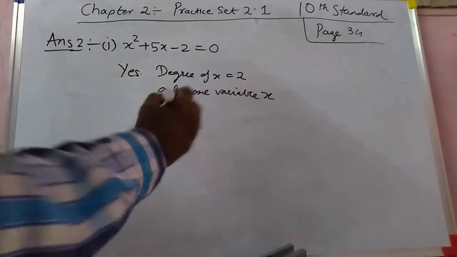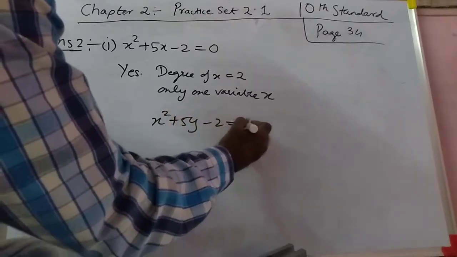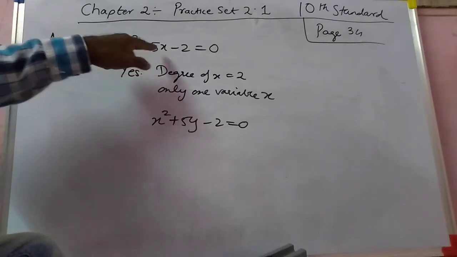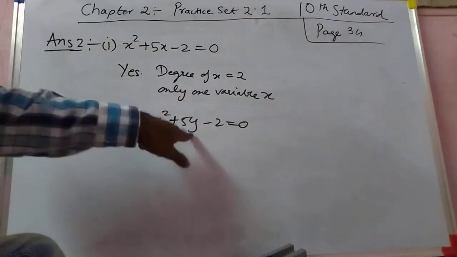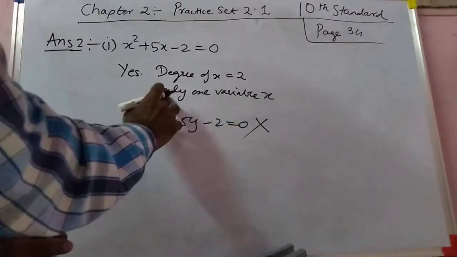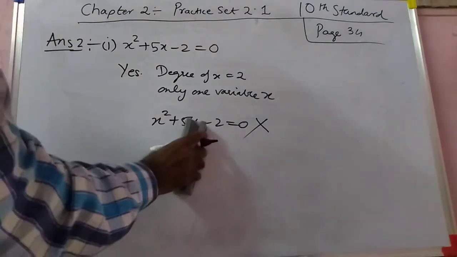See also that x square plus 5y minus 2 is equal to 0. Suppose it is like this. अगर ऐसा दिया होता तो यहाँ पे x है, यहाँ पे x है, but यहाँ पे y है. It is x and y. So it is not quadratic because there must be only one variable. It is not quadratic. And let us take another one.